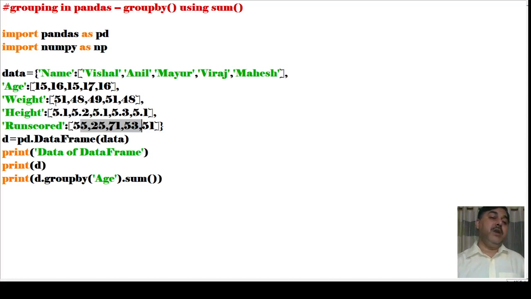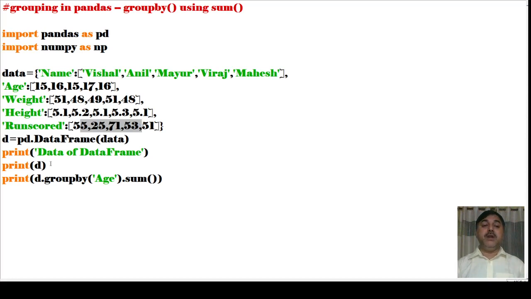Now I have called pandas. d equals pd.DataFrame. What do I need to convert into a data frame? This data. After I convert it into a data frame, see here, print d. Clear?